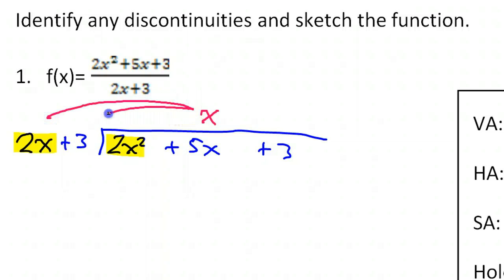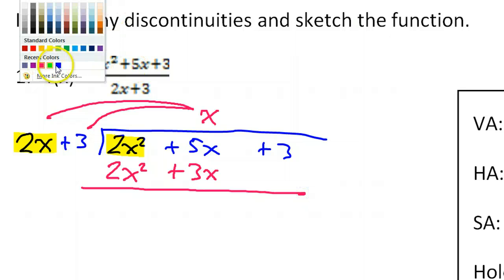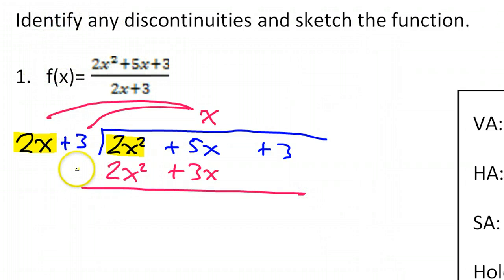Then you distribute. X times 2x, of course, is 2x squared. X times 3 is 3x. Alright, next we change the signs in order to subtract. So this becomes negative and this becomes negative. Alright, so these cancel out. Positive 5 and minus 3, that's 2x. Bring down the 3. And you basically start over again.